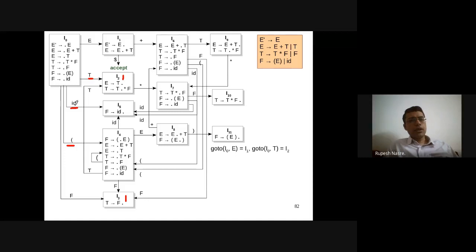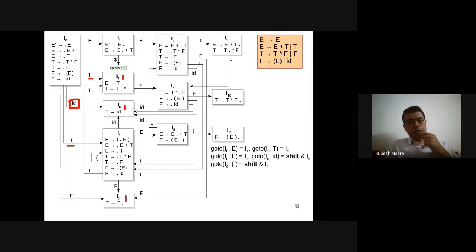However, on terminal ID, I am definitely going to go to I5, but I am also going to shift the input symbol. There is no shifting happening when I am doing the E or T, but whenever I am consuming a token, at that time I am going to go to I5 after shifting the input token. So on I0 on ID, it is going to be shift and then go to I5. Similarly on opening parenthesis, shift and go to I4.